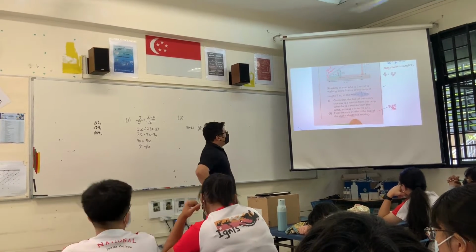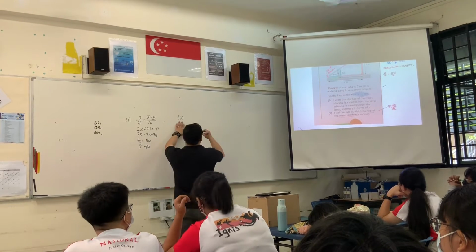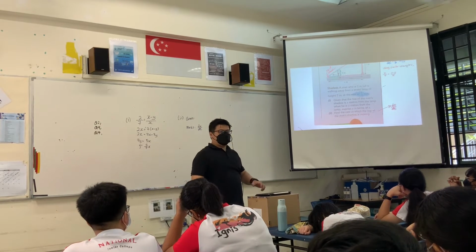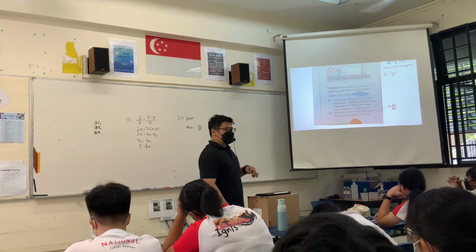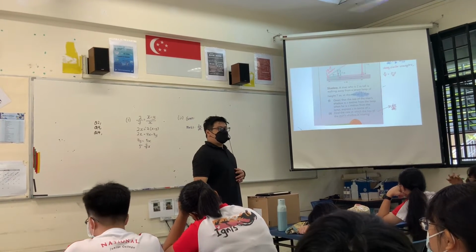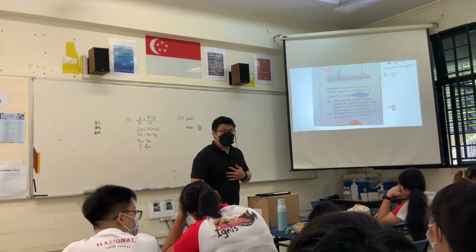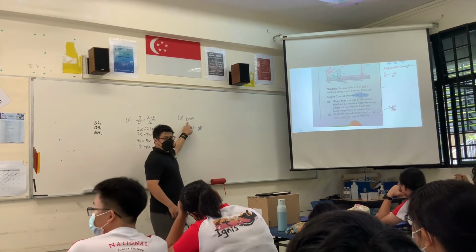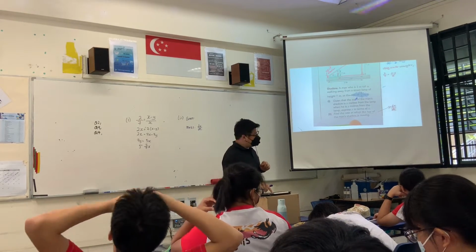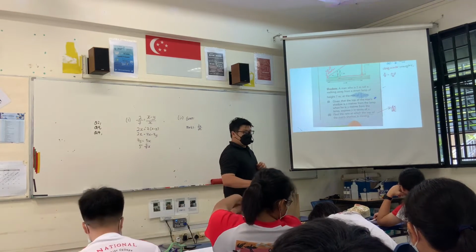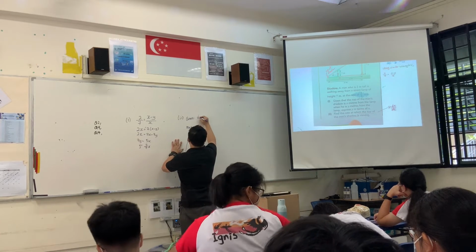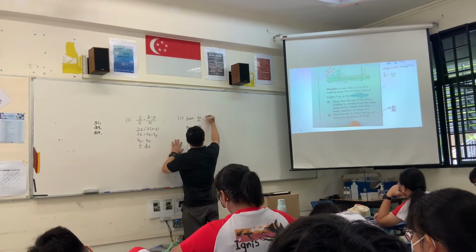Which one is given? I want to ask which one is given. So I'm going to ask one of you. Give me a hint. Which one is given? dy/dt, right? So you are given that dy/dt is equal to 5 over 3.